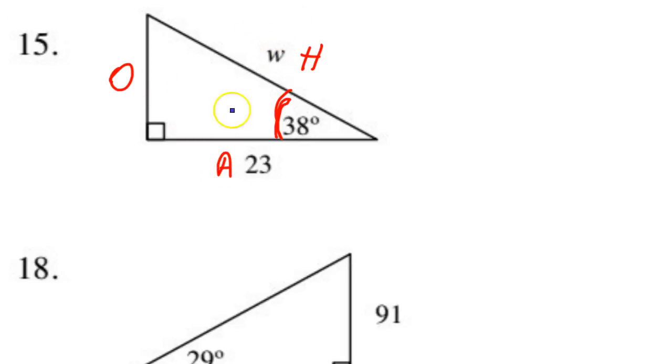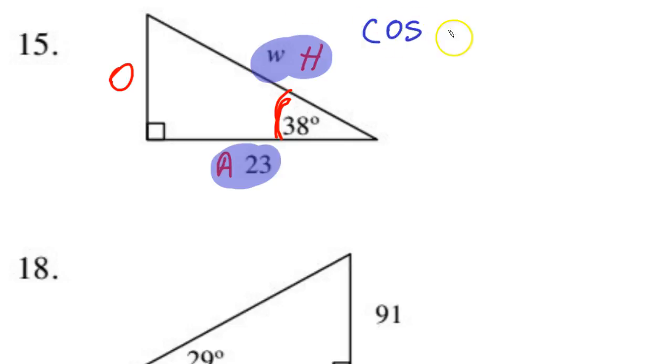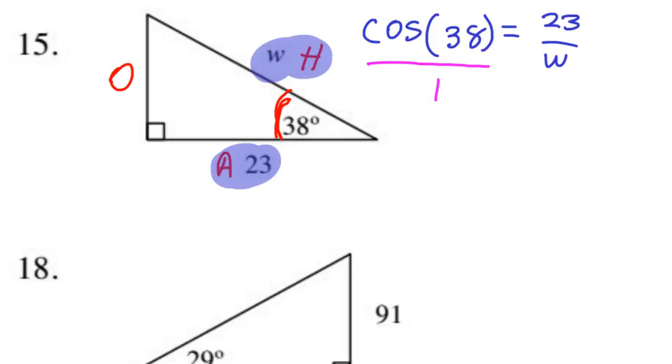Okay, let's see. They give me a number right here, that's the adjacent. And they want this side right here, that's the hypotenuse. So adjacent and hypotenuse is cosine. So cosine of 38 is equal to the adjacent over the hypotenuse. Now this one is going to be a little bit trickier because the variable is in the denominator. So let's see what happens here.